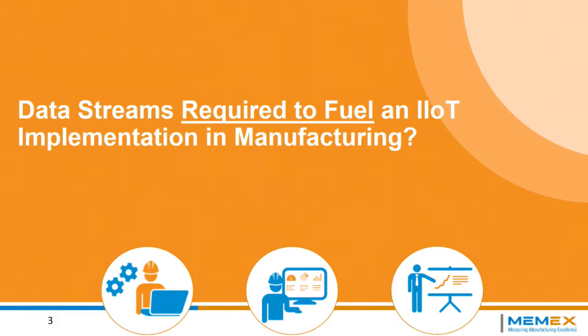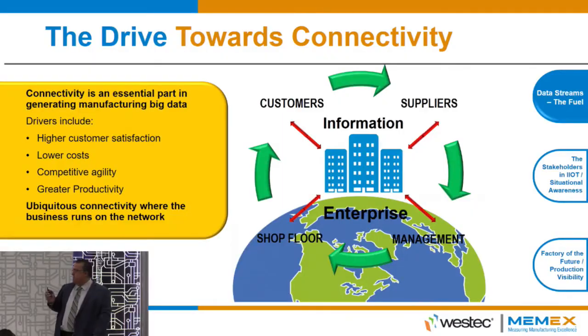So what data streams do we require to fuel an industrial Internet of Things implementation in manufacturing? Well, maybe we should talk about the reason why to do this in the first place. So connectivity is an essential piece of this. We have to have data from the shop floor, so connectivity is extremely important. Some of the high-level business drivers include higher customer satisfaction, competitive agility, and lower costs. Obviously, everybody wants to lower their costs, and then obviously greater productivity. Everybody wants to try and do more with the same level of effort. I hope to show you how we do that.